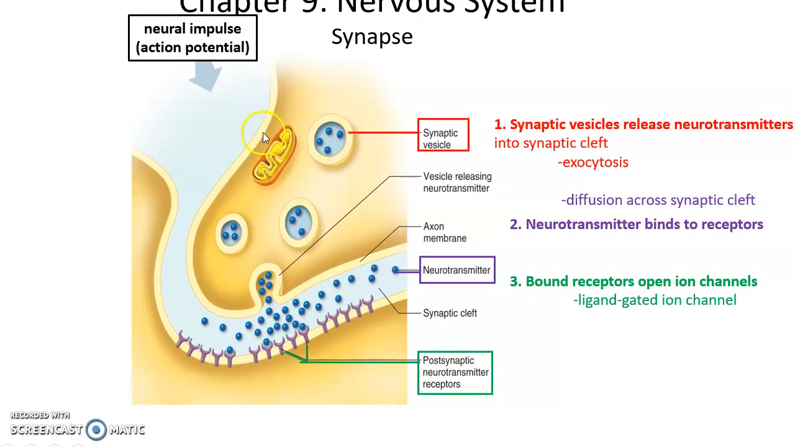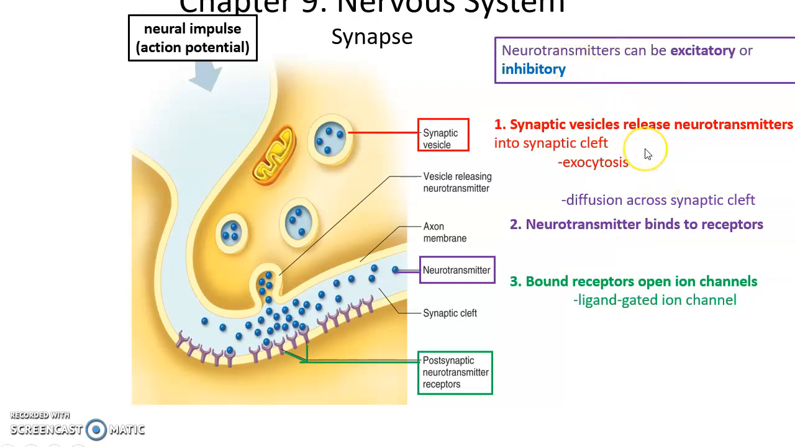So a signal, a nerve impulse arrives. It triggers the synaptic vesicles to undergo exocytosis, to migrate to the surface of the synaptic knob, fuse with the membrane, and release the neurotransmitters into the synaptic cleft. Neurotransmitters then diffuse across the synaptic cleft and bind to receptors on the postsynaptic neuron. And these receptors are part of ligand-gated ion channels, so that when the neurotransmitter binds to the receptor, an ion channel will open, letting ions flood into the postsynaptic neuron. So that's the basic story of a synapse.